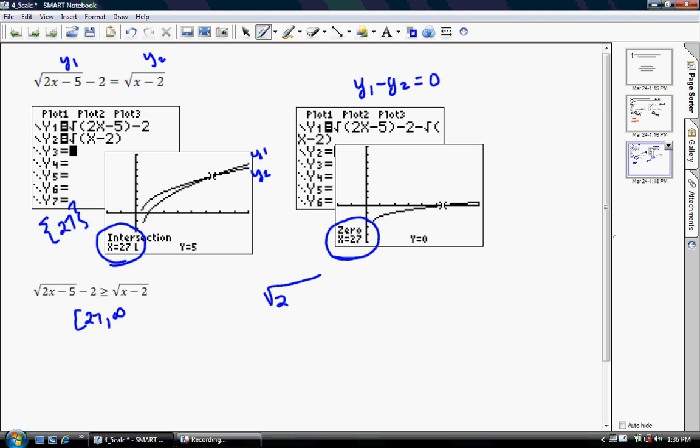Now if I happen to enter it in the form where I'm comparing it to 0, I'm trying to solve where that's greater than or equal to 0. I'm looking for where that's above the x-axis. Well, that happens also to be to the right of 27. So either way, I would come up with the same solution. So that's just reiterating the facts that we talked about before with using the graphs to solve equations and inequalities.